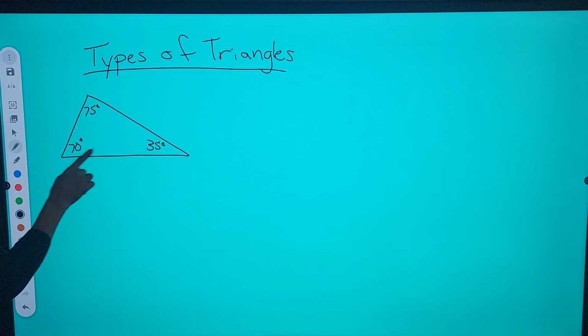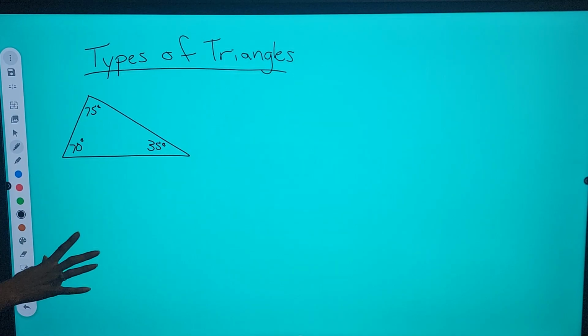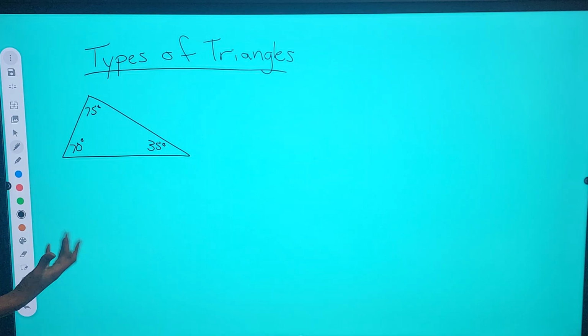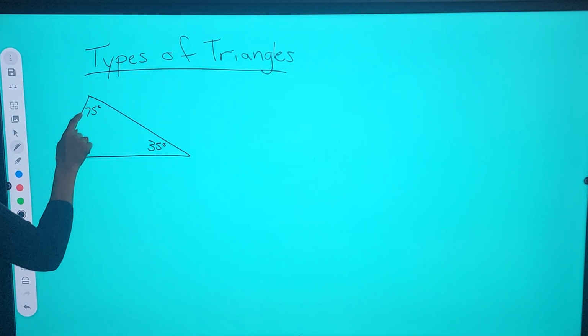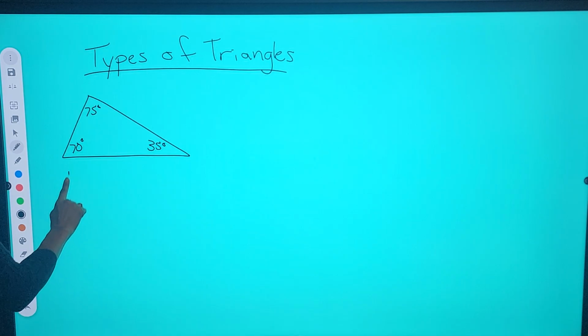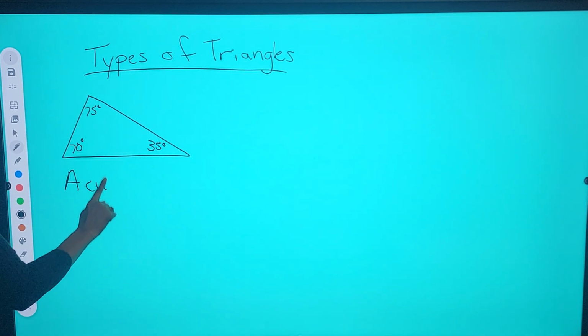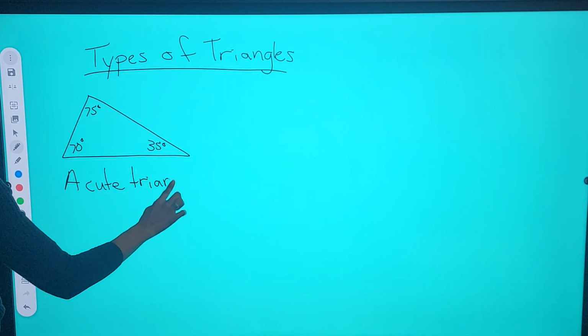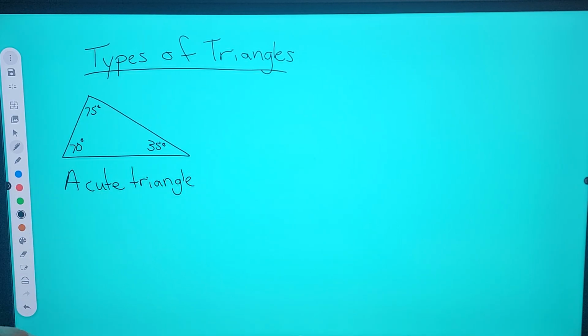I noticed that each of these three angles is smaller than 90 degrees, or that they're all acute angles. So if all three angles are acute, I would call this an acute triangle. Okay, and again, we know it's acute because all three angles are acute.